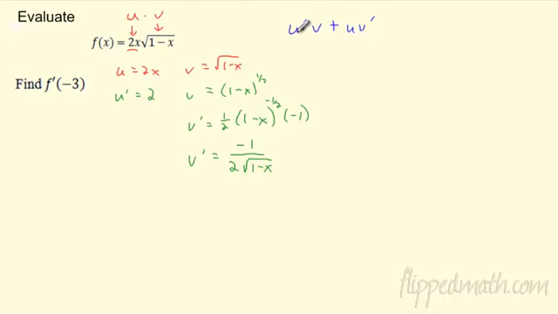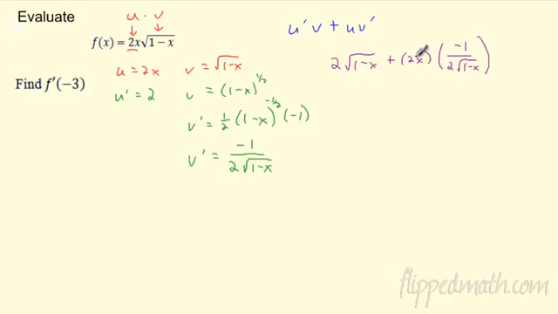We're going to come over here and plug it into our product rule. So u prime is 2, so I'm going to have 2 times v. v is the square root of 1 minus x. I'm going to add u, which was plain old 2x. We'll put him in parentheses. And v prime was that monster right there, this bad boy like this.